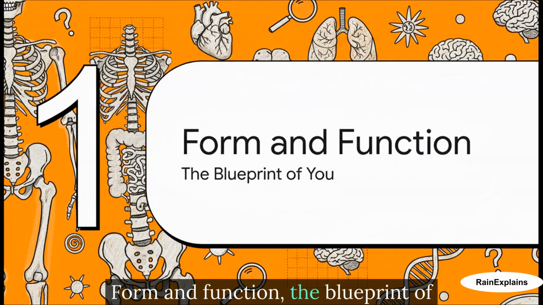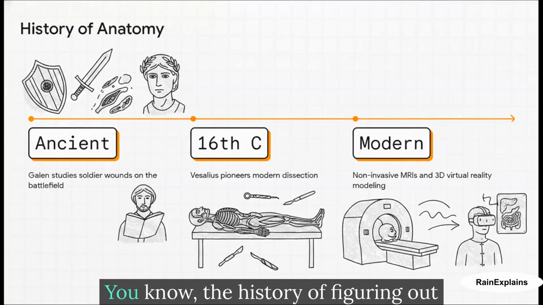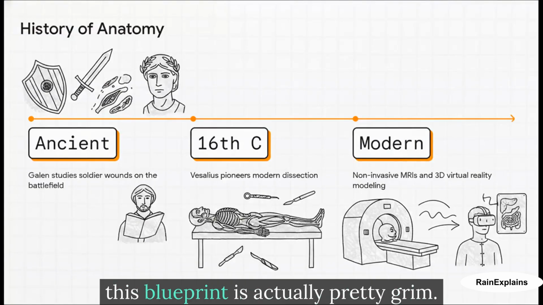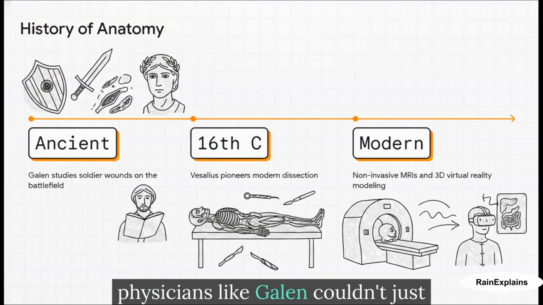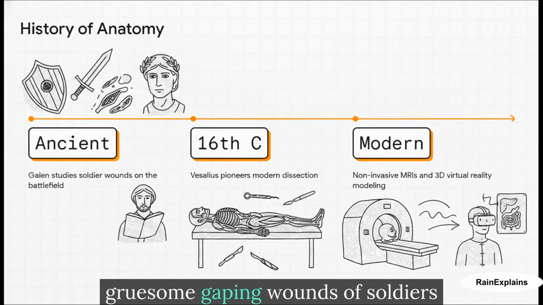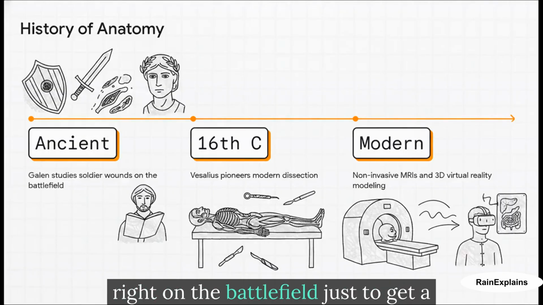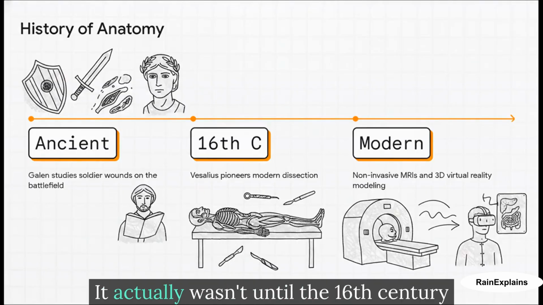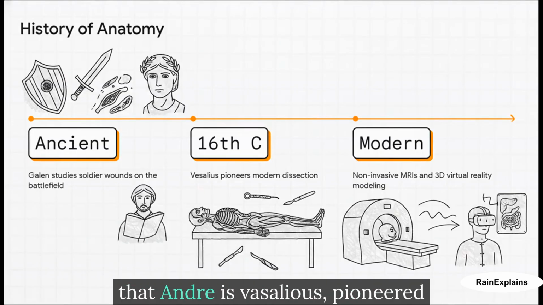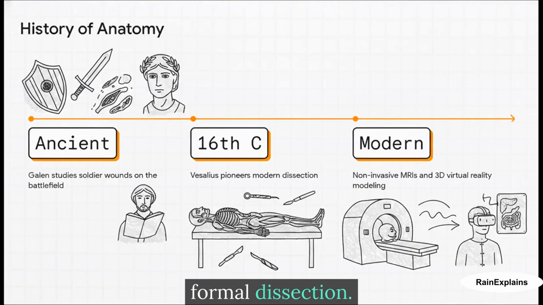Form and Function, the Blueprint of You. You know, the history of figuring out this blueprint is actually pretty grim. Back in ancient Greece, brilliant physicians like Galen couldn't just order an X-ray. They had to rely on examining the gruesome, gaping wounds of soldiers right on the battlefield just to get a tiny glimpse of our internal wiring. Wild, right? It actually wasn't until the 16th century that Andreas Vesalius pioneered formal dissection.